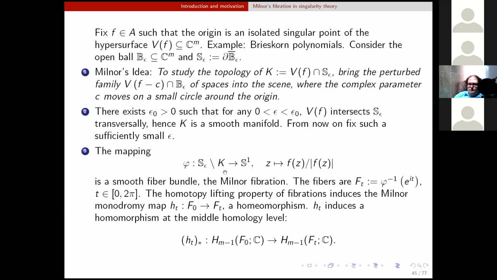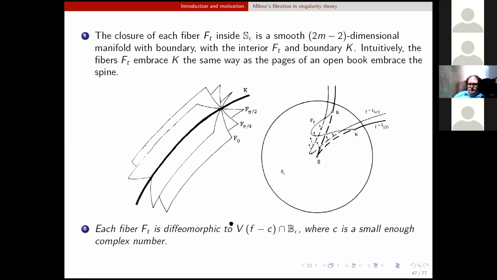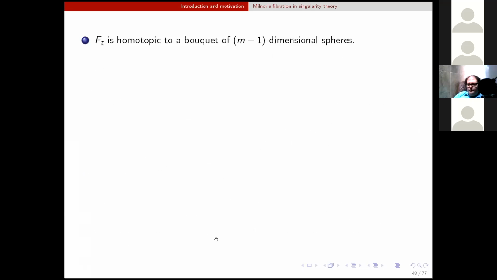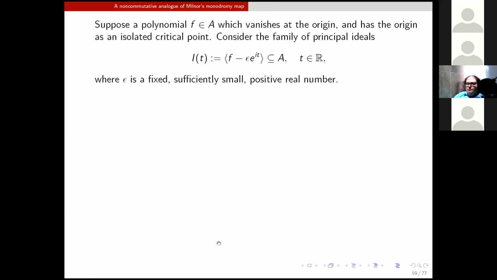But just forget about everything else. Just remember the Hilbert A-module structure, which I told you about in the first part, and the second thing is this idea of Milner. So now I'm going to give you the construction that we had in mind in non-commutative geometry to find a non-commutative analog of Milner's monodromy map, and this is our suggestion.